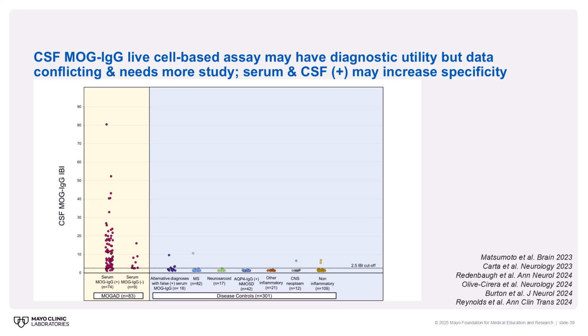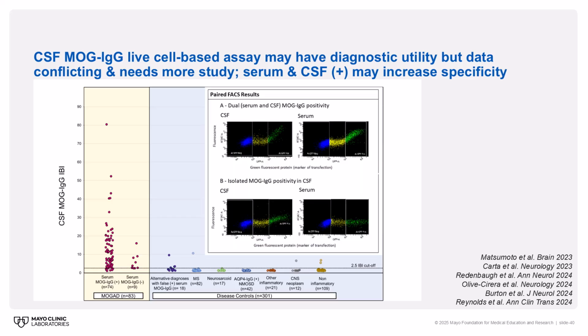So if you're highly suspicious for MOG, and they're negative in serum with the live cell-based assay, you might want to consider offering a CSF assay, and we do that on a research basis, and people can reach out and email me if they wish to have this done. And here's an example of a MOG antibody positive in CSF, where you see these cells with antibody binding to the MOG on the surface, and then in serum also, and here you see a case positive in CSF, but negative in serum.